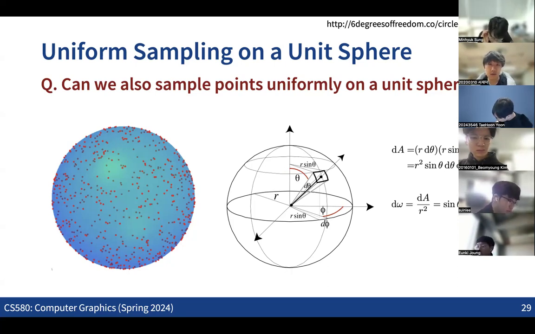Yeah, so we are sampling on the surface of the sphere. We can also think about the case where we are sampling inside the sphere. That would be another exercise. But let's just think about the case where we are sampling on the surface of the sphere.